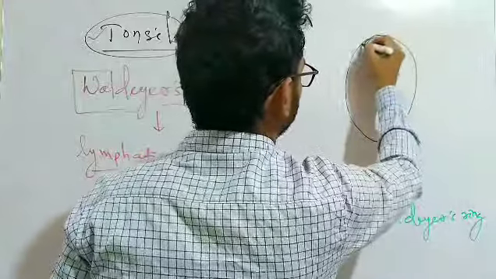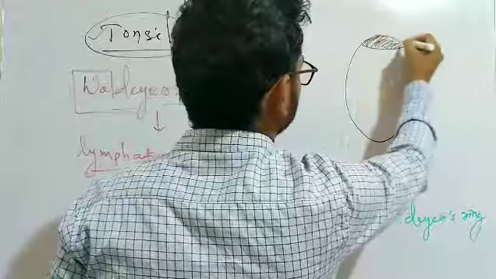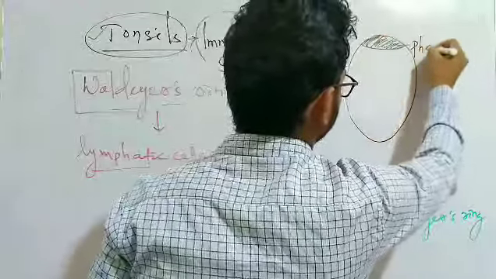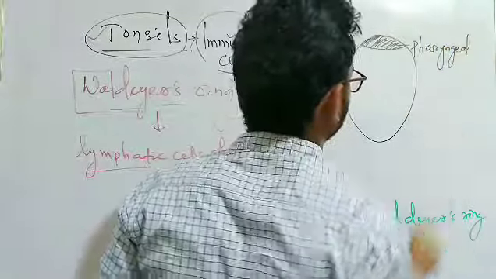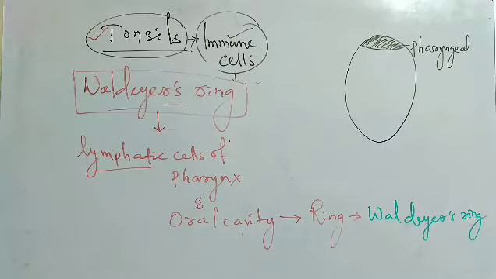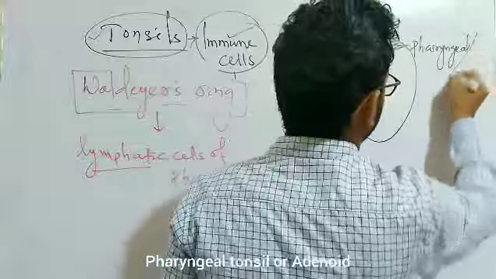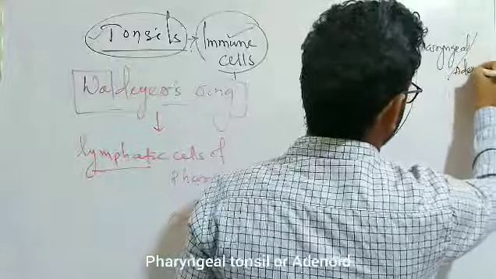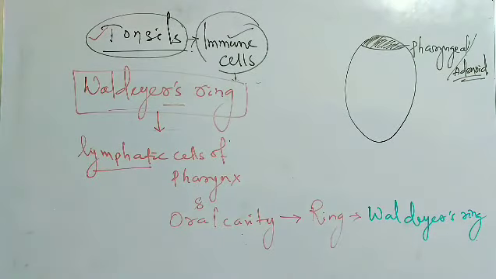This is the anterior-most region, which is occupied by a type of tonsil called the pharyngeal tonsil. Okay, so the anterior-most is the pharyngeal tonsil. It is also called the adenoid. When the pharyngeal tonsil is enlarged and very large, it is called adenoid also.